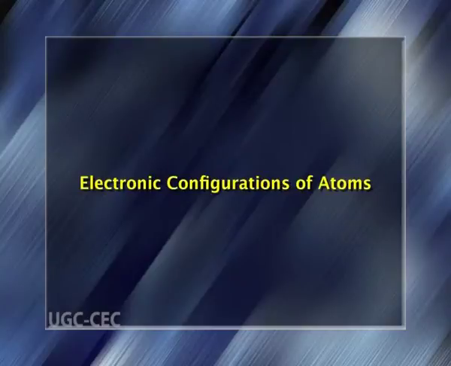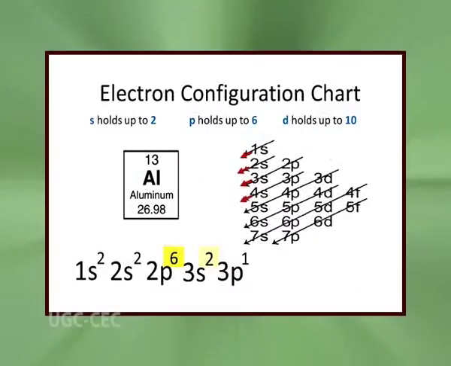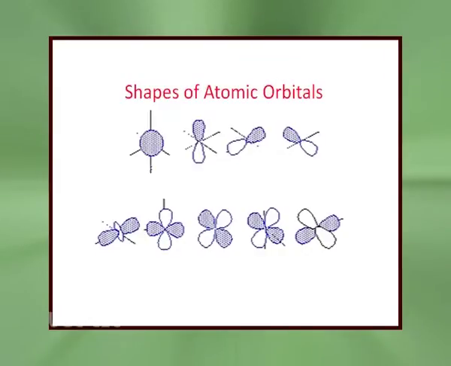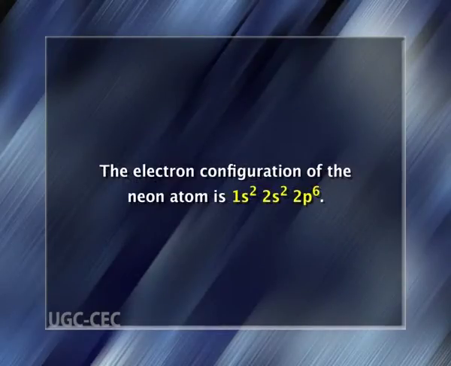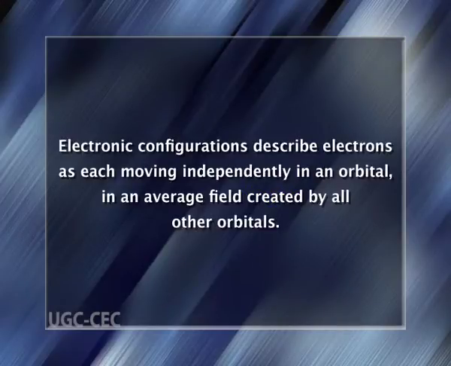Now, let us discuss the next part of today's lecture, that is, the electronic configurations of atoms. In atomic physics and quantum chemistry, the electron configuration is the distribution of electrons of an atom or molecule in atomic or molecular orbitals. For example, the electron configuration of the neon atom is 1s2, 2s2, 2p6. Electronic configurations describe electrons as each moving independently in an orbital, in an average field created by all other orbitals. Mathematically, configurations are described by Slater determinants or configuration state functions.